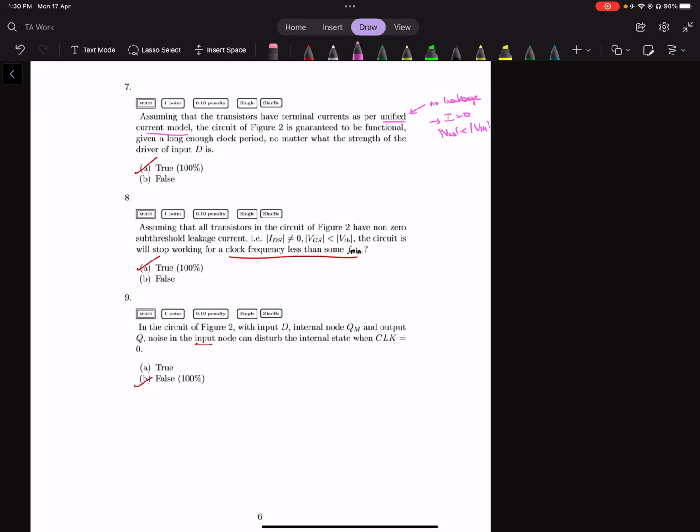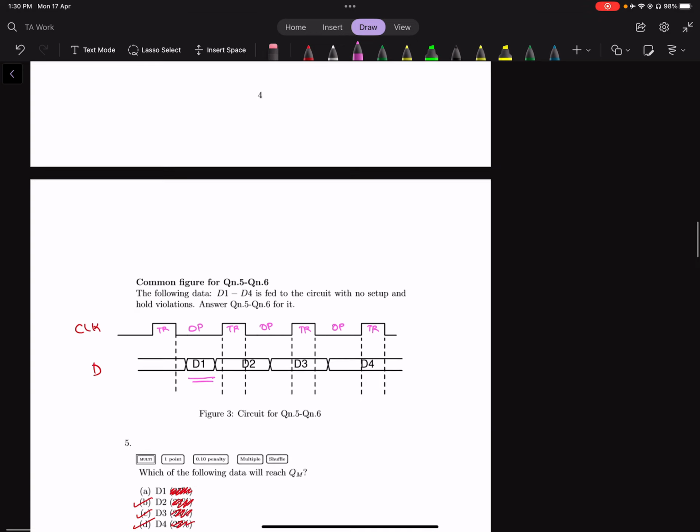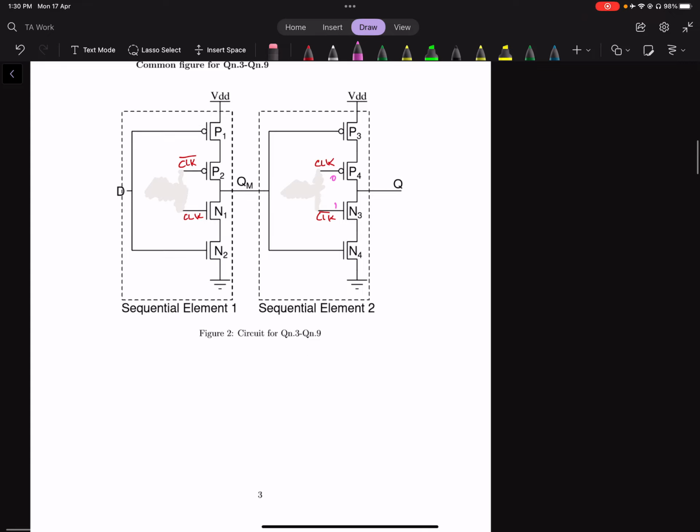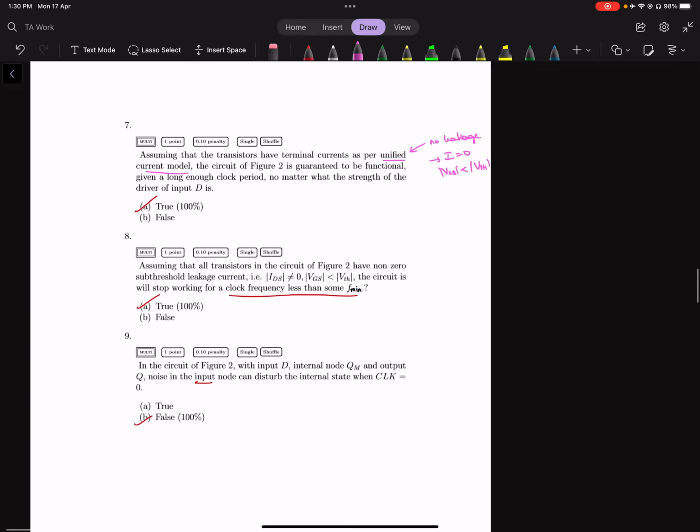So no matter what strength you had given for this whole circuit, the nodes will rise to the correct level, and in fact the input driver is only going to determine the speed at which the gate rises. It's not going to determine the functionality. And so the answer for question 7 is A.